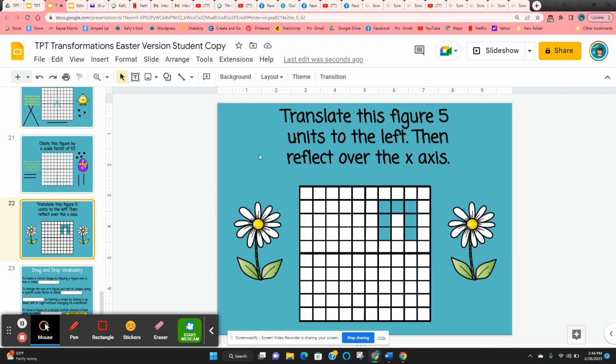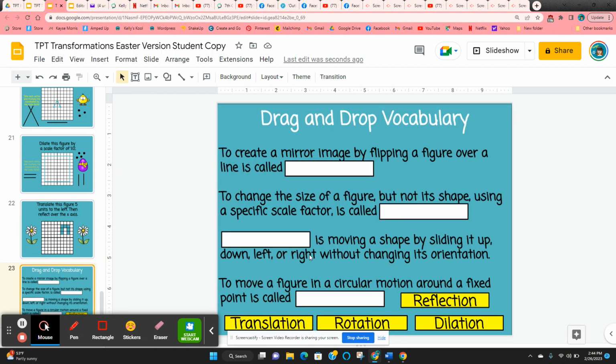And then the final slide where we're going to be showing a transformation is they're going to translate 5 units to the left and then reflect over the x-axis. So a little bit of a challenge, 2 transformations. And then they get vocabulary. So they're just going to click and hold on each one of these, move them into the correct place in the sentence frames. Just as a review of all 4 transformations.